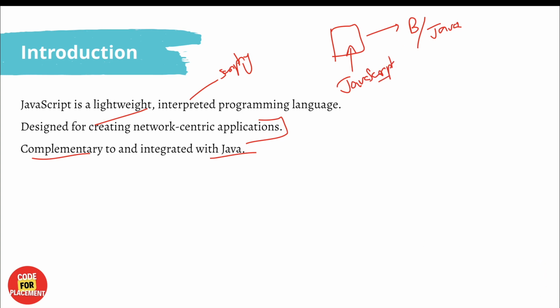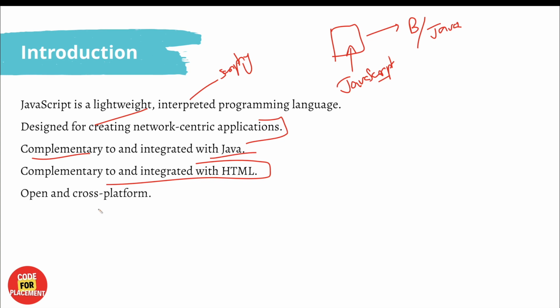Apart from that, it is complementary to integrate with HTML. Whenever we have the front end skeleton of a web page, we can use JavaScript for logic building in the front end pages. JavaScript is open and cross platform. When we talk about cross platform, we write once and we can run it anywhere or everywhere. And also it is open source.